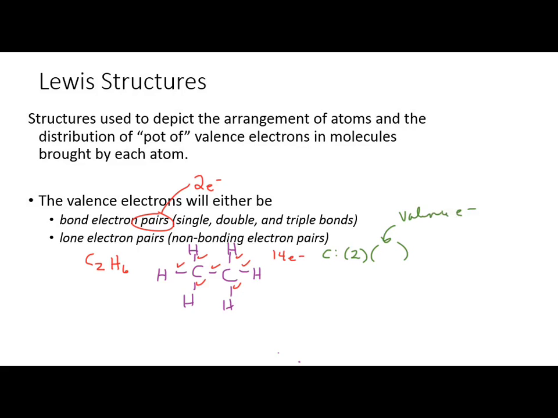Valence electrons. All right, so now here's where we need a periodic table. Carbon is 4A, so each of them brings 4 valence electrons. So here we go, 4 electrons right there. I got that from the group number.